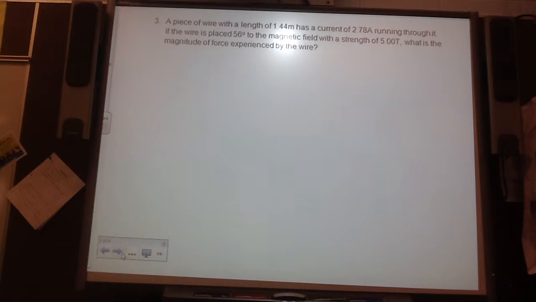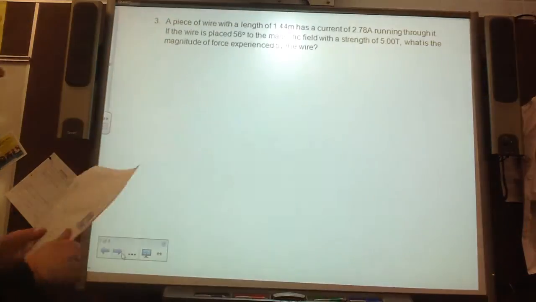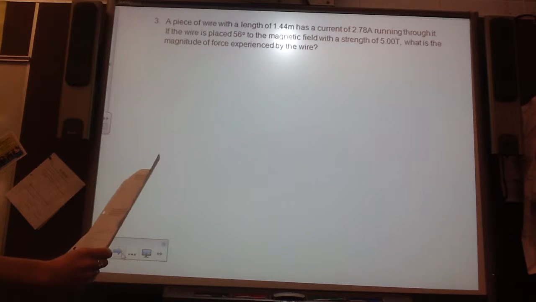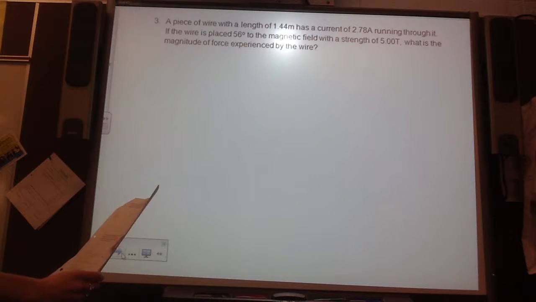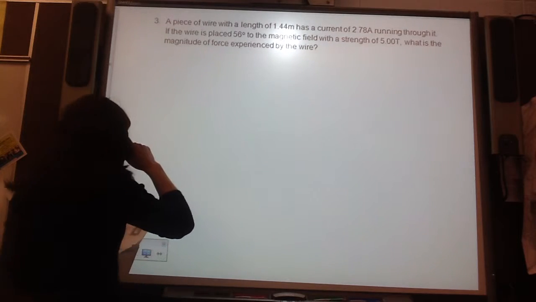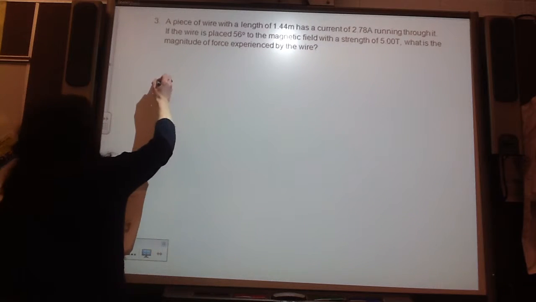All right. If a piece of wire has a length of 1.44 meters, has a current of 2.78, if the wire is placed 58 degrees to the magnetic field with a strength of 5 Tesla, what is the magnetic force it's experiencing? So here we're not told much direction of it, but I'm just going to draw a picture to help visualize.